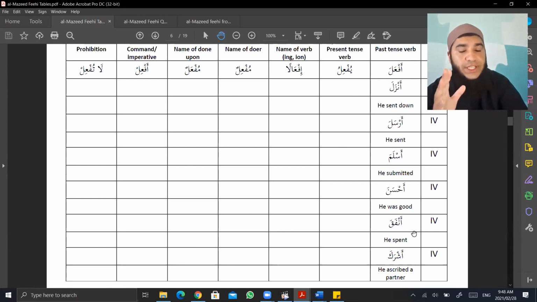That's what you need to essentially focus on when going through this mazid fi. What's that? Making your tongue accustomed to saying the scales, to then recognize the differences that exist with the normal bab, with the first bab. And if you do that, inshallah, this mazid fi will be a breeze.